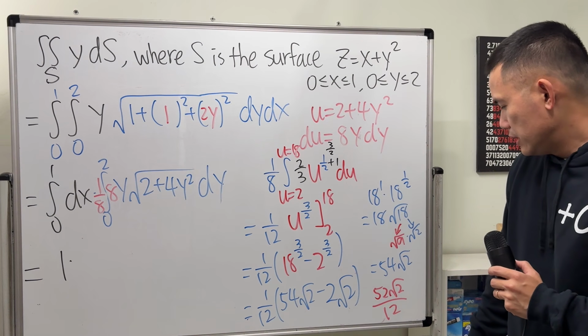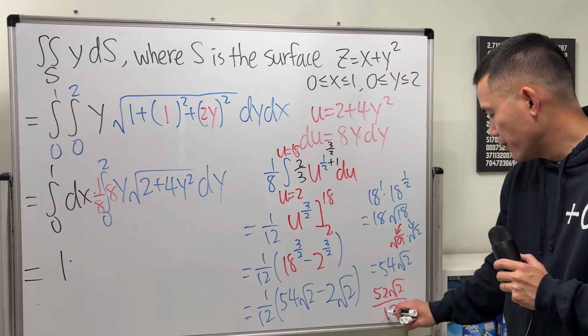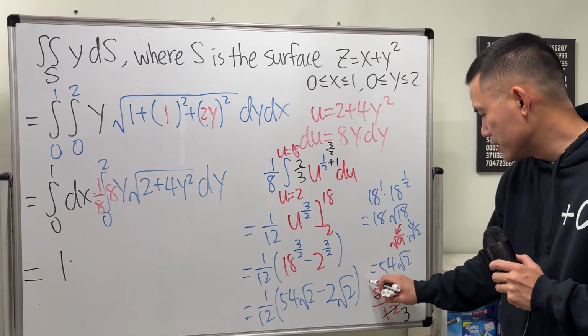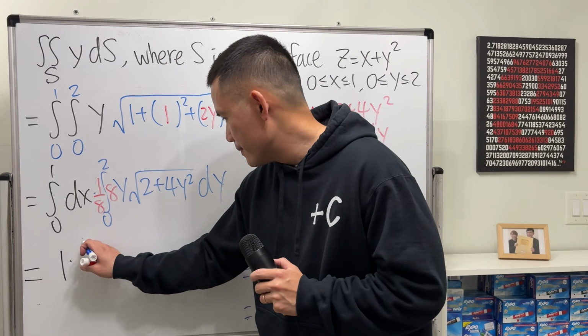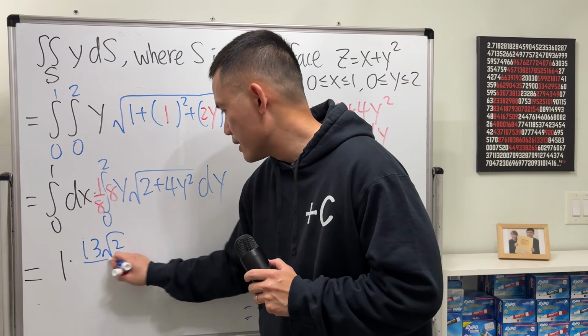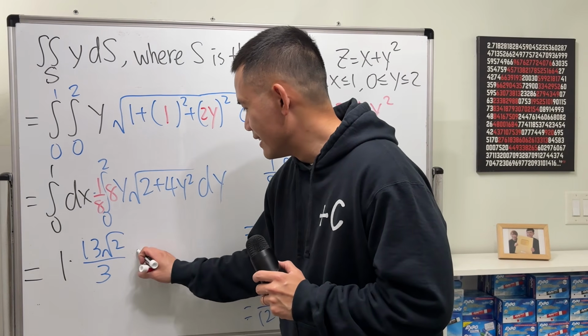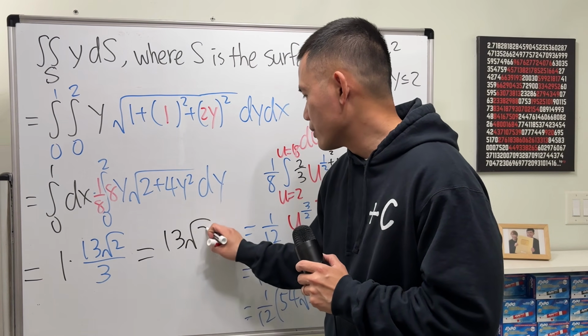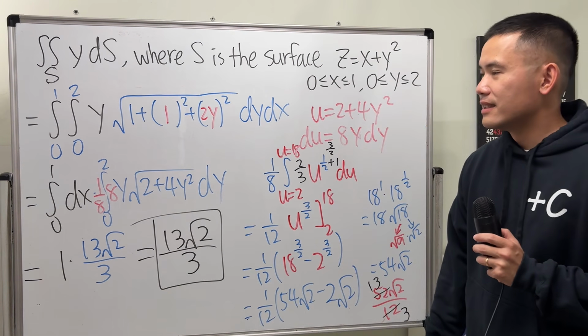I can reduce this by 4. 12 divided by 4 gives 3. 4 goes into 52 13 times. All right, so 13 square root of 2 over 3. Yeah, so finally that's the answer: 13 square root of 2 over 3. Now do it.